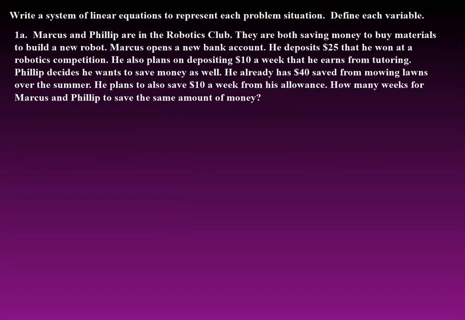All right, write a system of linear equations to represent each problem situation. Define each variable. 1A. Marcus and Philip are in the robotics club. They are both saving money to buy materials to build a new robot. Marcus opens a new bank account. He deposits $25 that he won at a robotics competition. He also plans on depositing $10 a week that he earns from tutoring.